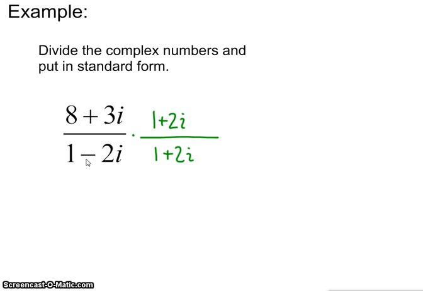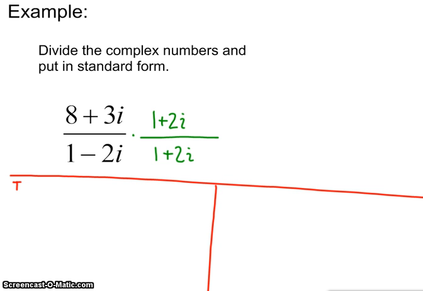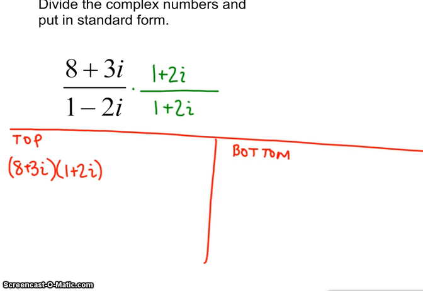Alright, so what we want to do is I'm going to actually separate this. And I'm going to do the math for the top and the math for the bottom separately. And you'll see why in a minute. Alright, so we would do 8 plus 3i times 1 plus 2i. So we have two multiplication problems here. Let's go ahead and extend this page a little bit.